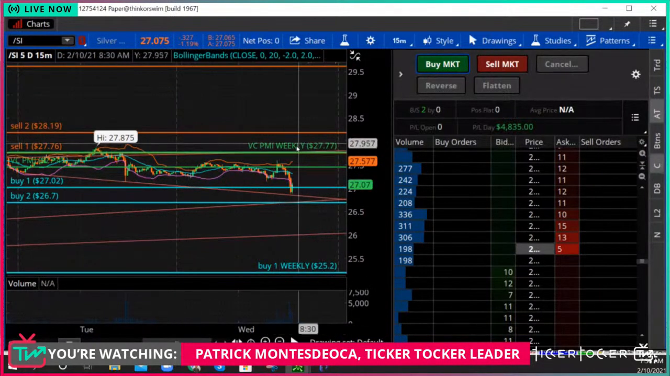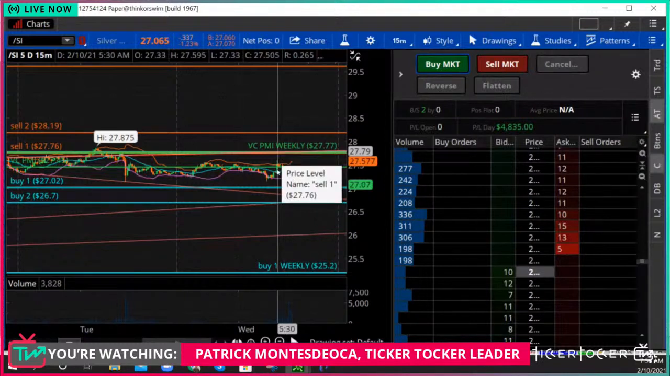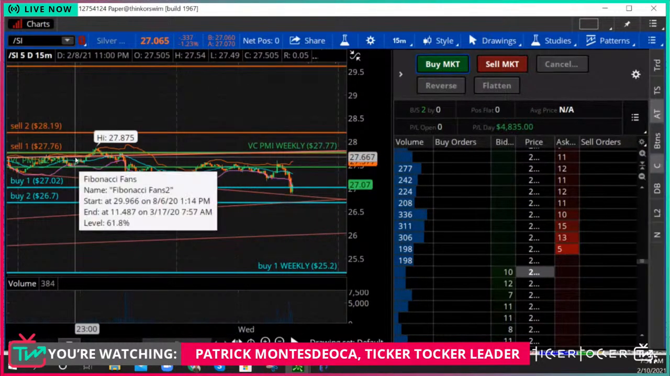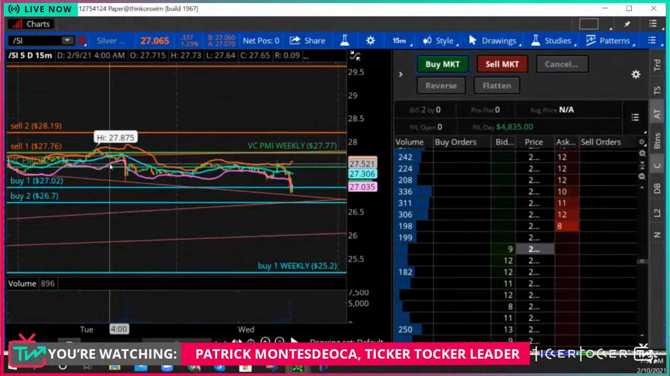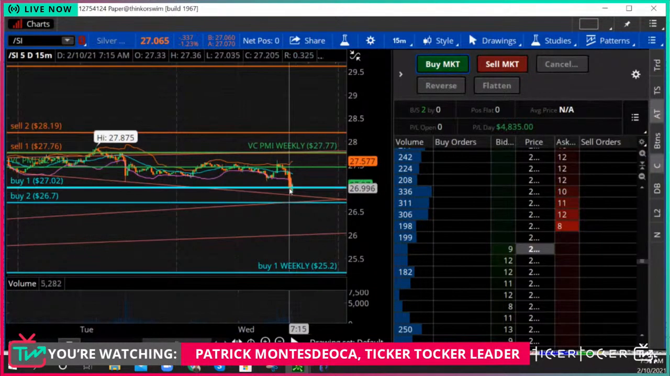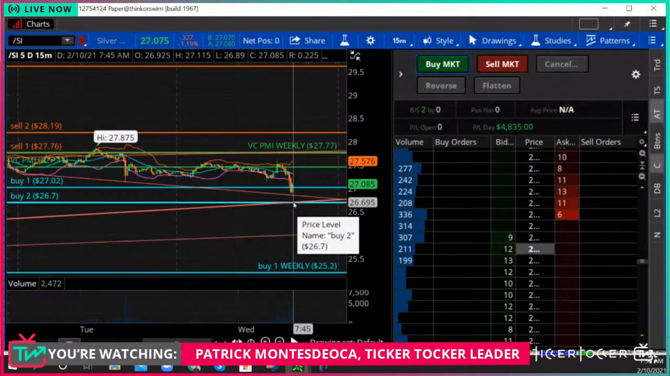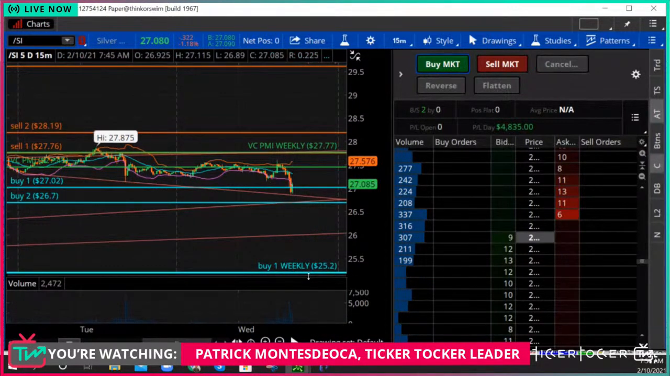So we still are in a bearish weekly mode. We still are in a bearish daily mode. And we've completed our first target of 27.02. The next target is 26.70. And the next target after that is 25.20 on the downside.